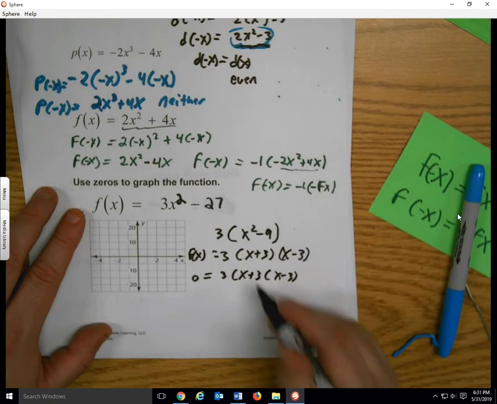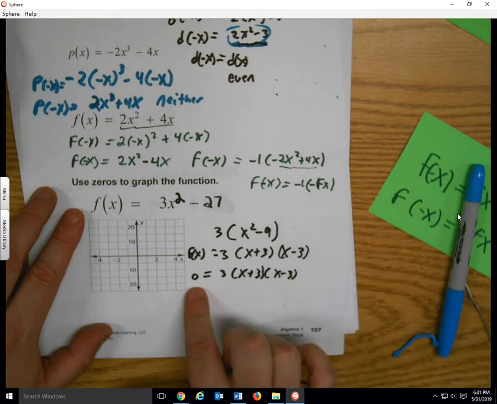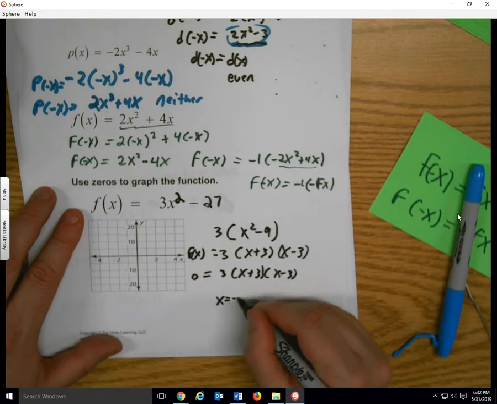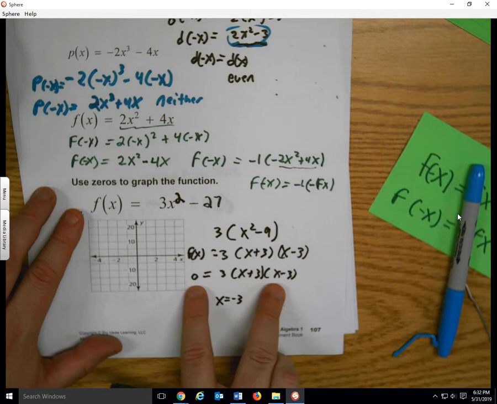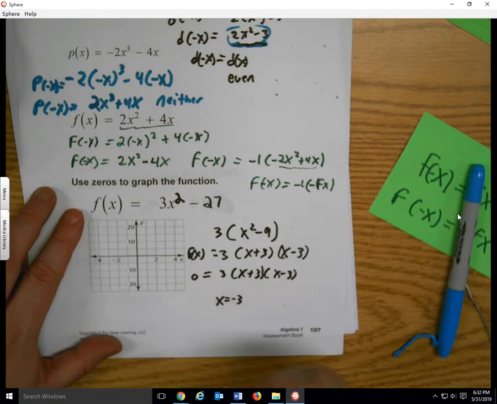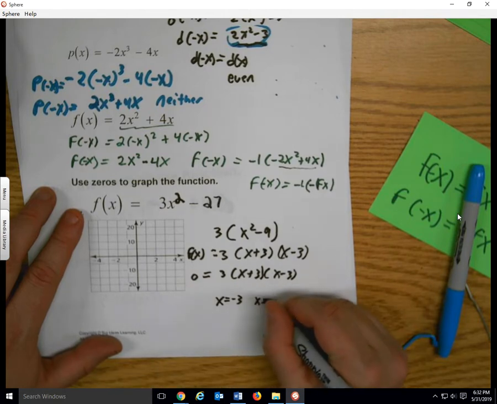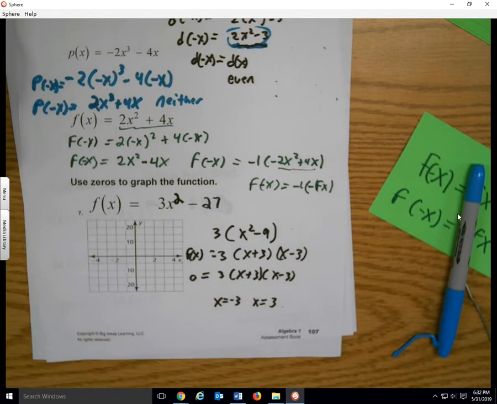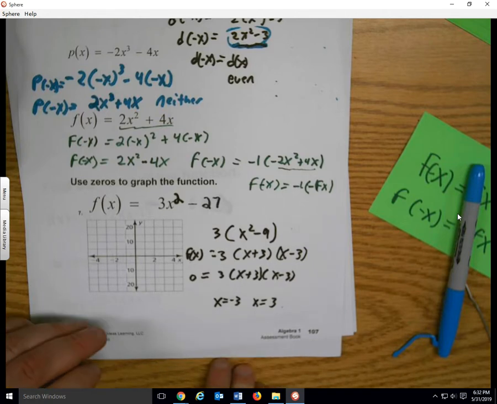So that would mean x plus 3 equals 0. If you were to take a 3 away from both sides, x would equal negative 3. x minus 3 equals 0. If you were to add 3 to both sides, x would equal 3. And 3 equals 0 is no solution, that's a lie. So we would know that x would equal negative 3, and x would equal 3 if the y were 0.